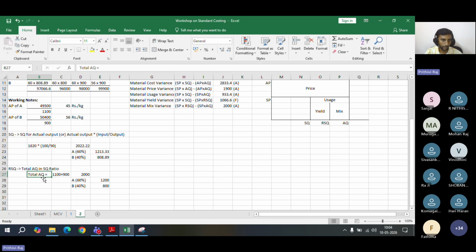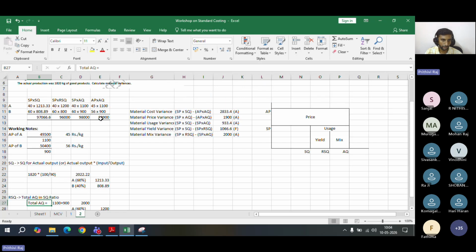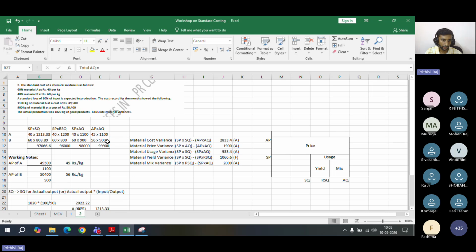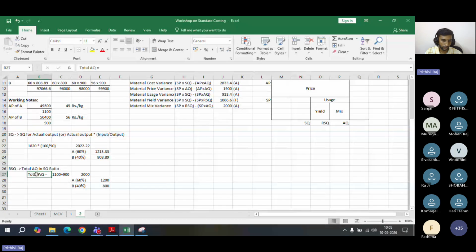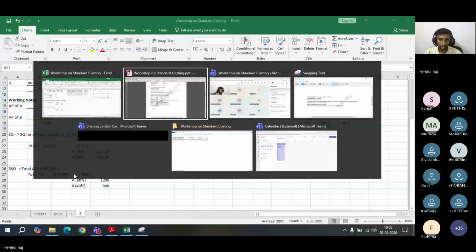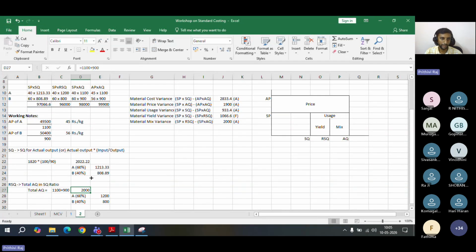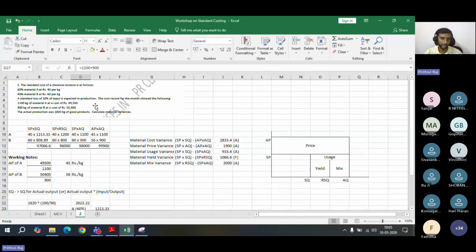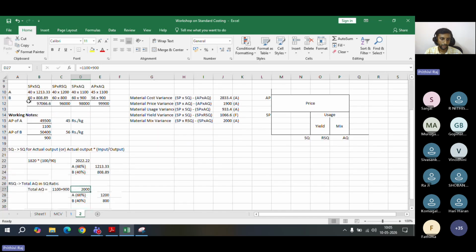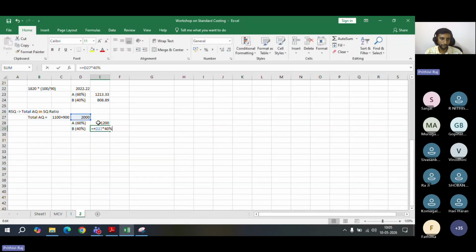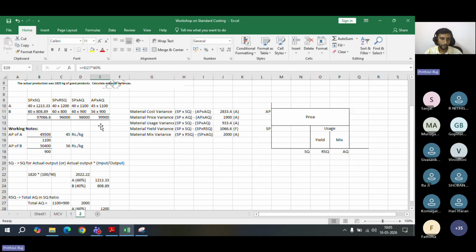So what I did: total AQ, you can see the actual quantity which I took from the question. In the table, actual quantity 1100 and 900, correct? I put the sum. See this definition, total AQ. First I put the total AQ, 1100 plus 900. It gives me 2000. Can you understand this? Now this total AQ, I am going to split in the SQ ratio. What is my SQ ratio? The standard mix ratio. What is my standard mix ratio in this question? The standard data is given here, 60-40, correct? So I split this 2000 into 60% for A and 40% for B. This number I put here, 1200 and 800.